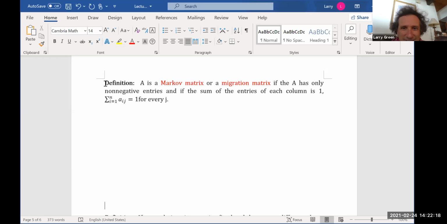Probability. Because if you have the list of your probabilities, they have to add up to 1. Do y'all agree? All the probabilities have to add to 1, and you can't have a negative probability. Is that clear? So this is the big application, and it comes up all over the place. Any questions on the definition of a Markov or a migration matrix?